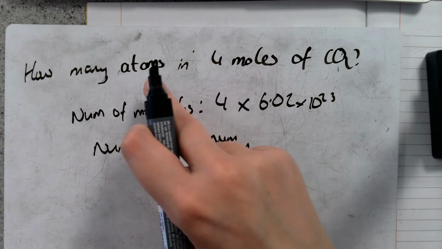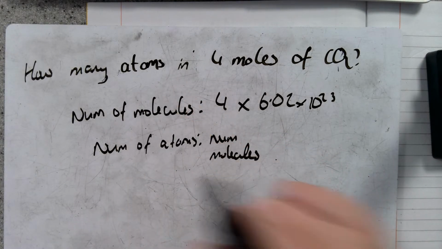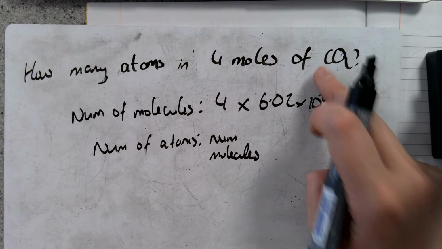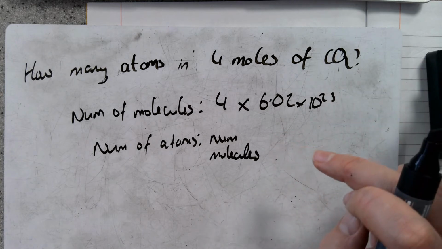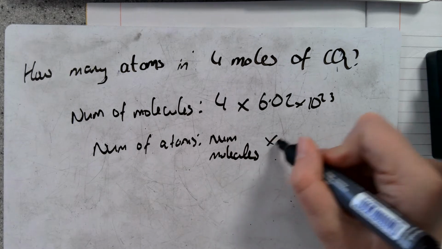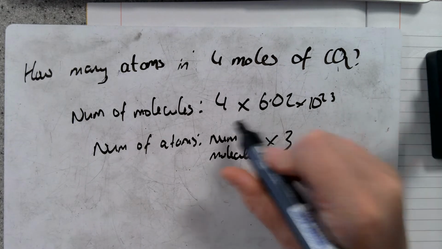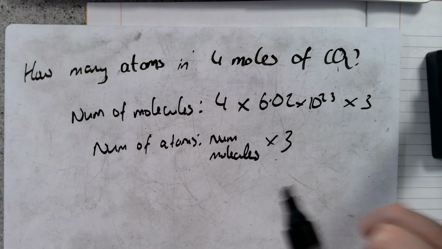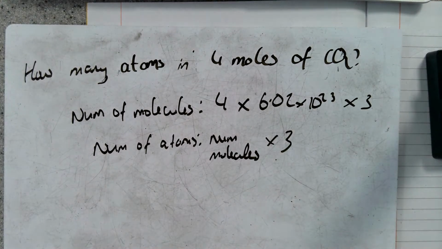And I'll ask myself, how many atoms does each molecule contain? Well, a molecule of CO2 contains 1 carbon and 2 oxygen. Each molecule of CO2 contains 3 atoms. So once I know the number of molecules, I'm going to be timesing it by 3. So work that out and then times it by 3 because I've got 3 atoms in each molecule.